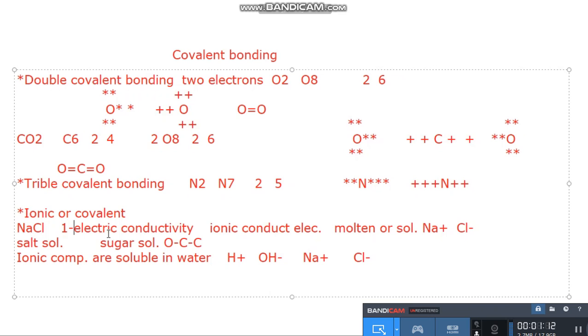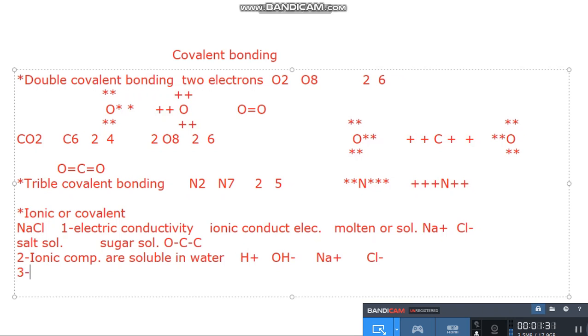The second method is by solubility in water. We said that ionic compounds are soluble in water, and covalent compounds, only some of them are soluble in water.